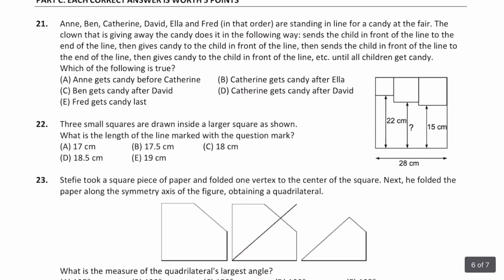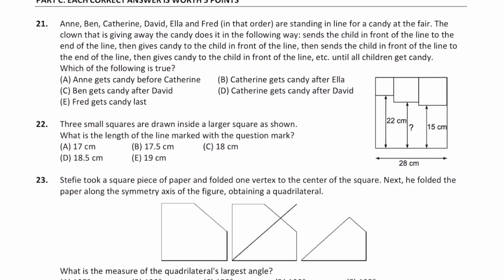Okay, now we have a bunch of people standing in a line to get a candy at a fair. Anne, Ben, Catherine, David, Ella, and Fred. The clown that is giving away the candy does it in the following way.